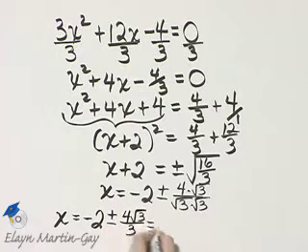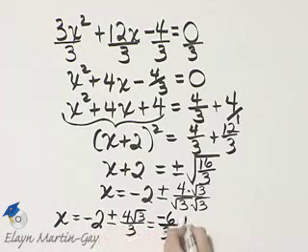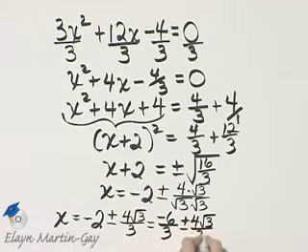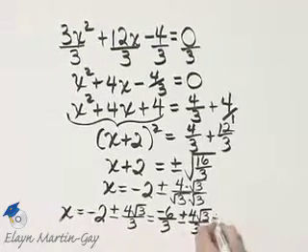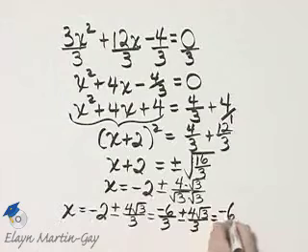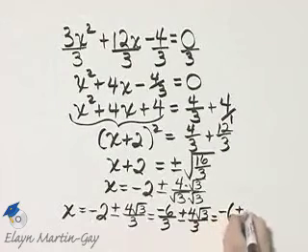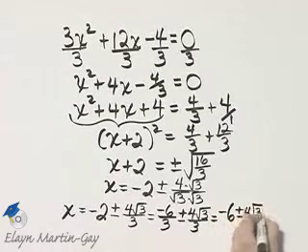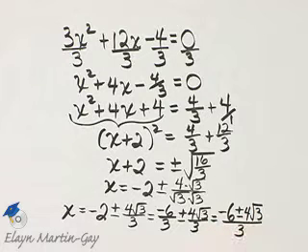over 3. And let's go ahead and combine these two terms by getting a common denominator of 3. I'll write negative 2 as negative 6 over 3, and then plus or minus 4 square root of 3 over 3. And now I can combine those two terms, and I can write it as negative 6 plus or minus 4 square root of 3 all over 3.